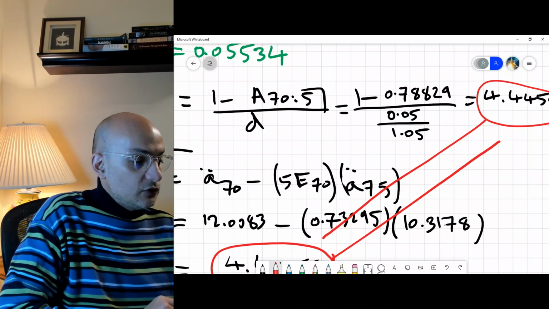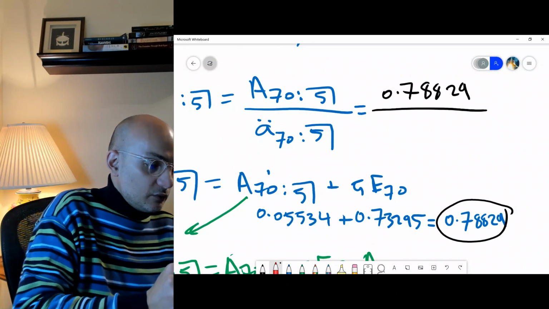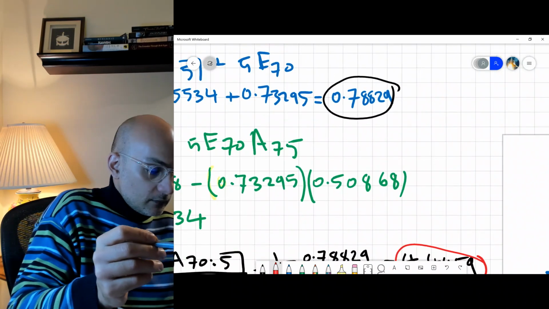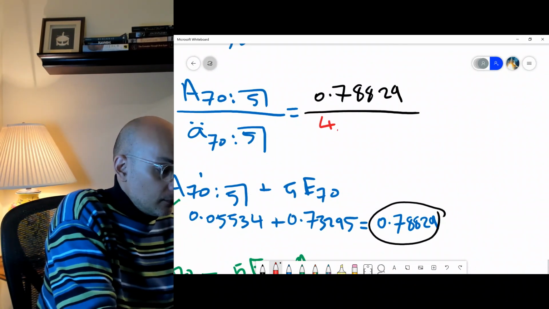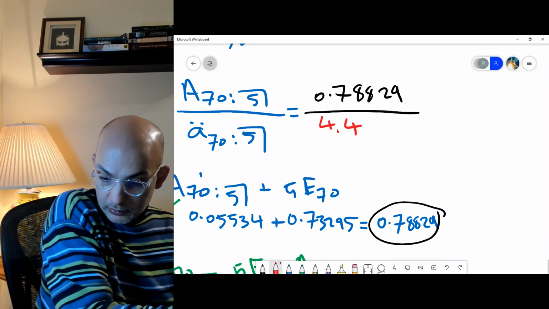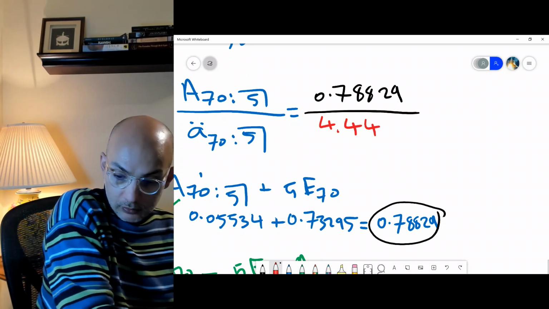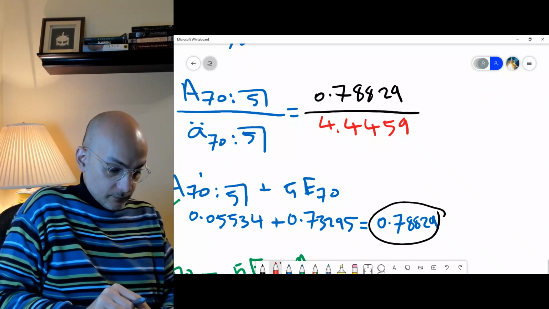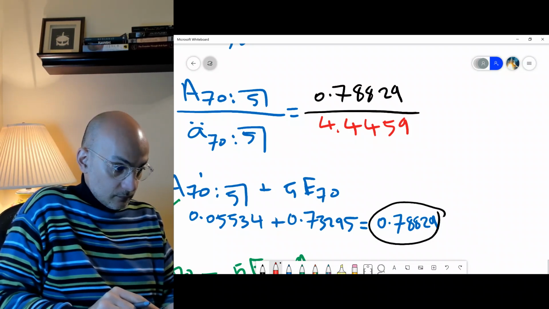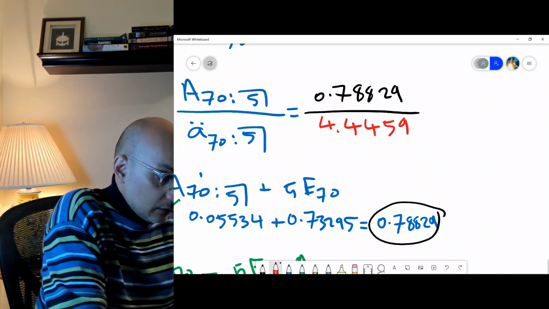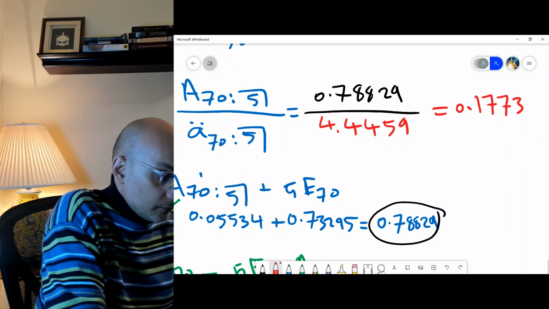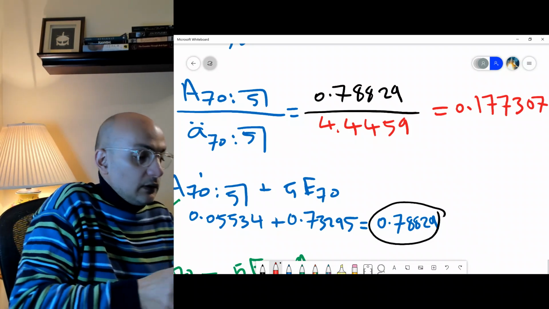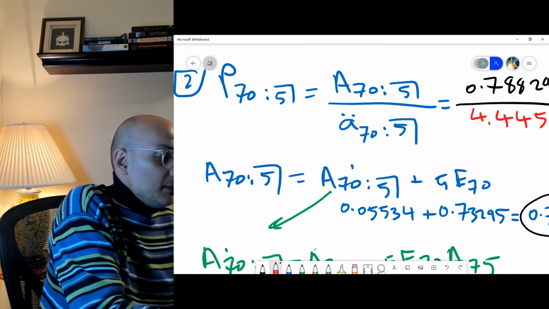Now we got everything to calculate what we wanted to calculate, right? This one will be 0.50534 divided by 14.4459. If you calculate this one, equal to the answer. And remember, there is no 1 here, right?